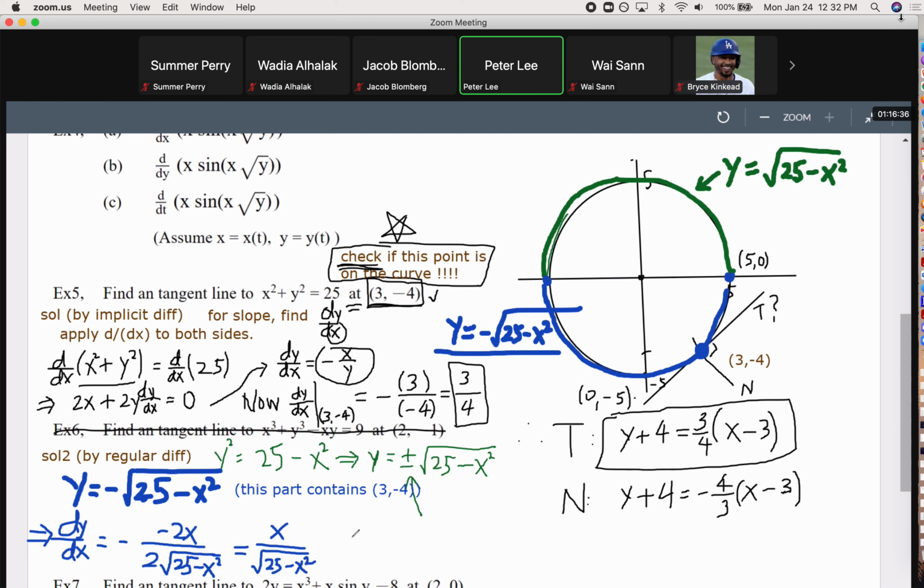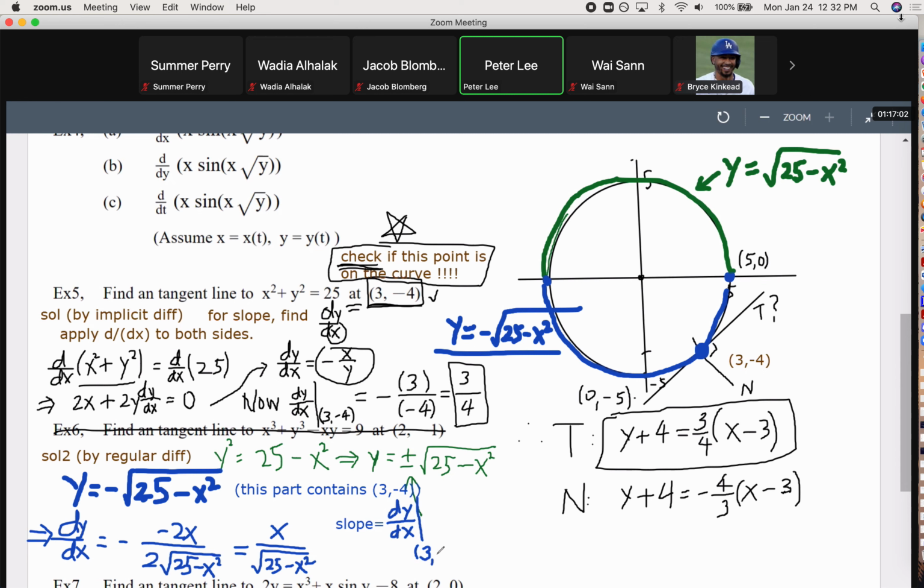Now what is the slope? The slope of the tangent line is going to be this. The slope is going to be dy/dx. So once again, let me just continue writing. That would be dy/dx evaluated at the point (3, negative 4).